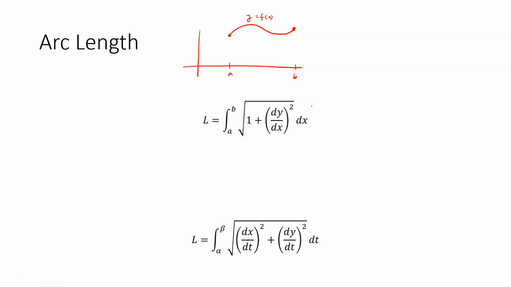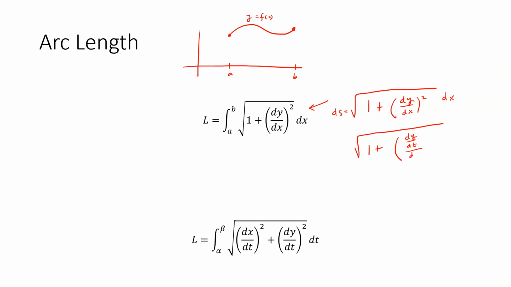So one way is to take the expression that we have here, 1 plus dy over dx squared dx. This is our arc length differential. If we express dy over dx in terms of its derivative for the parametric curve, we can write dy over dt over dx over dt.